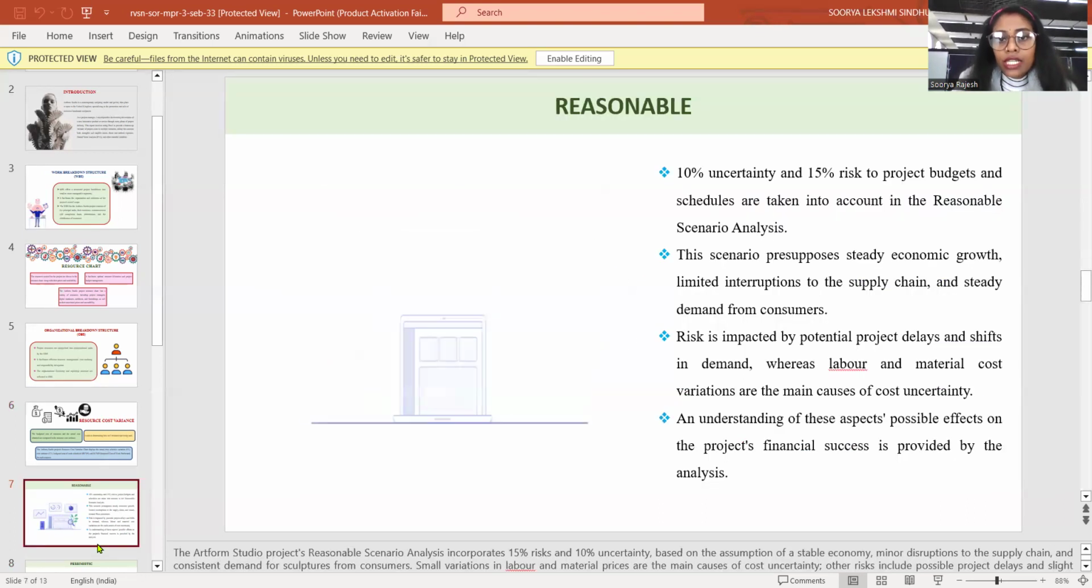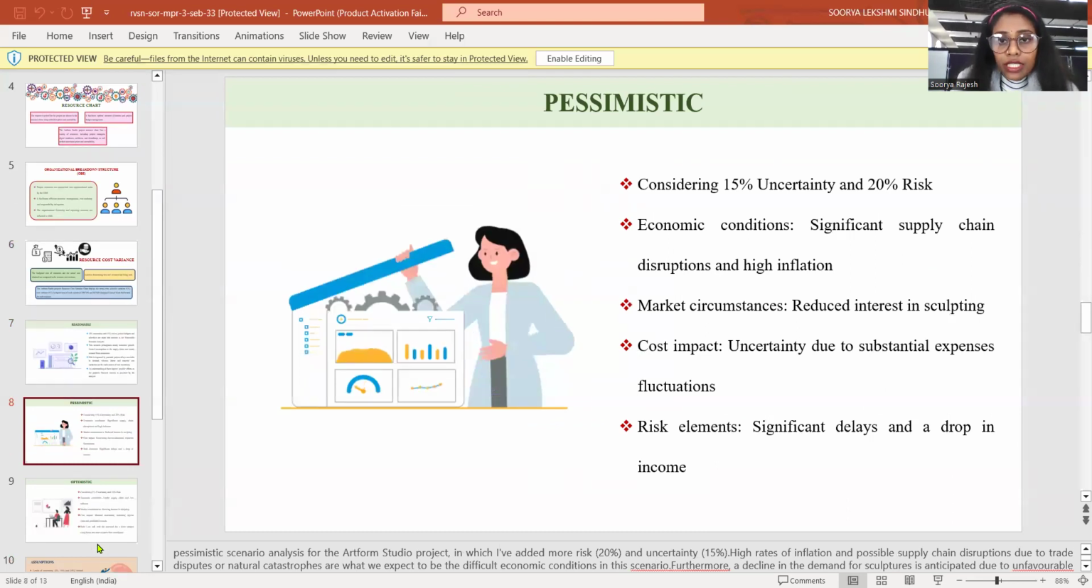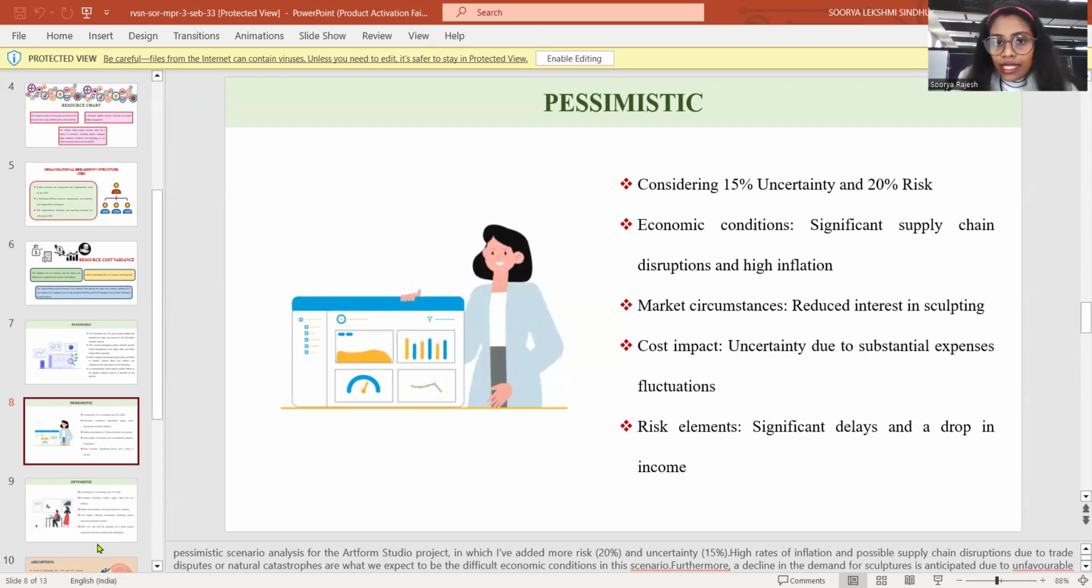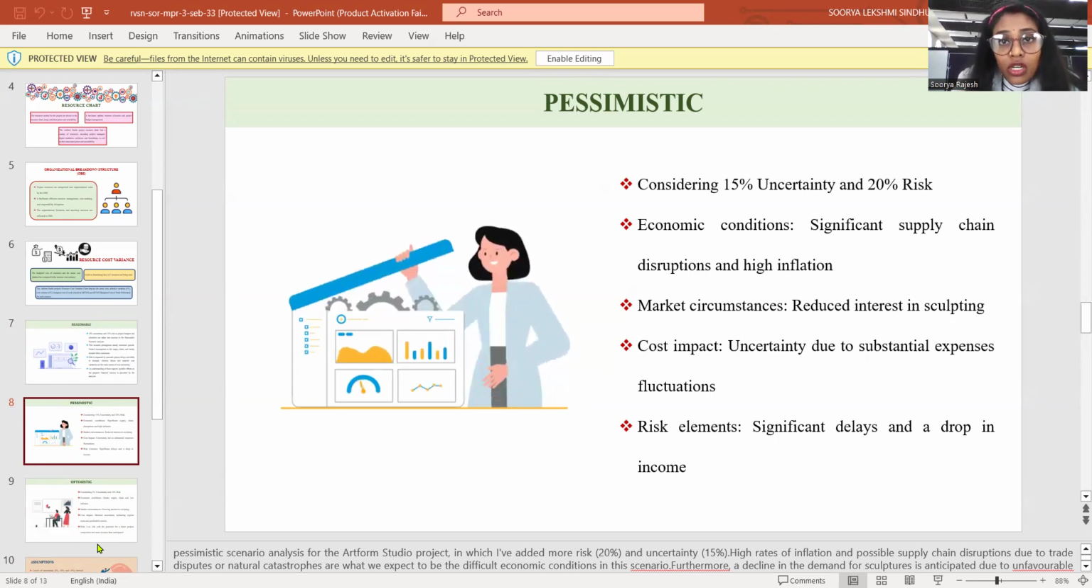And the next one is pessimistic. Here, the pessimistic scenario of the analysis for the Art Form Studio project has more risk, that is 20%, and the uncertainty is 15%, with a high rate of inflation, possible supply chain disruptions, the risk of natural catastrophes, and expected difficult economic conditions in this scenario. So these factors are specifically shown in our project in Excel.